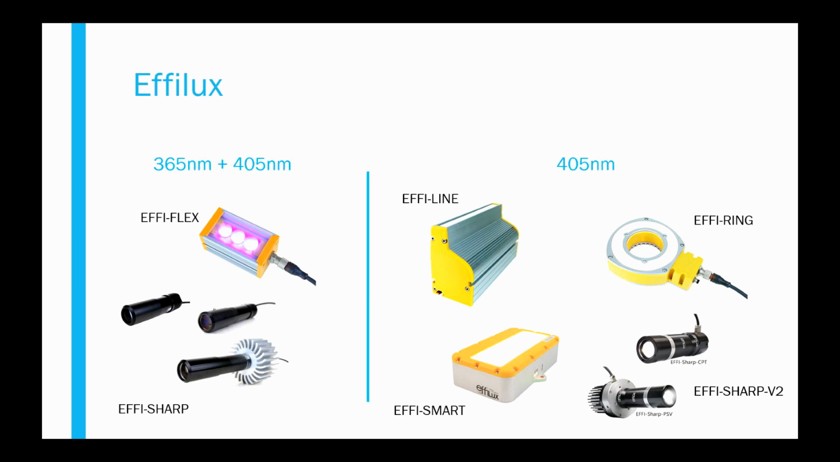FELux also offers UV lights. They offer in 365 nanometers and 405 nanometers, the FE Flex and the FE Sharp. And then the FE Line, FE Ring, FE Smart, and version 2 of the FE Sharp are offered in 405 nanometers.